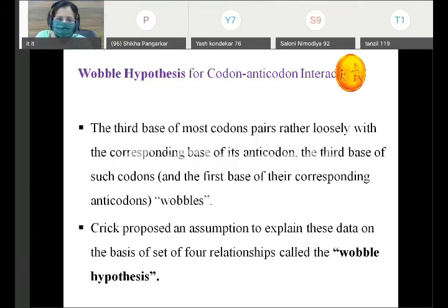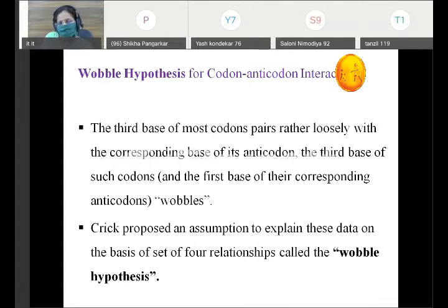The third base of most codons pairs rather loosely with the corresponding bases of its anticodon. Here it is considered that you have gone through the structure of RNA, particularly tRNA. It has an arm which is called the anticodon arm. It has three bases at the top of this anticodon arm, and this anticodon arm pairs with the bases which are present in mRNA.